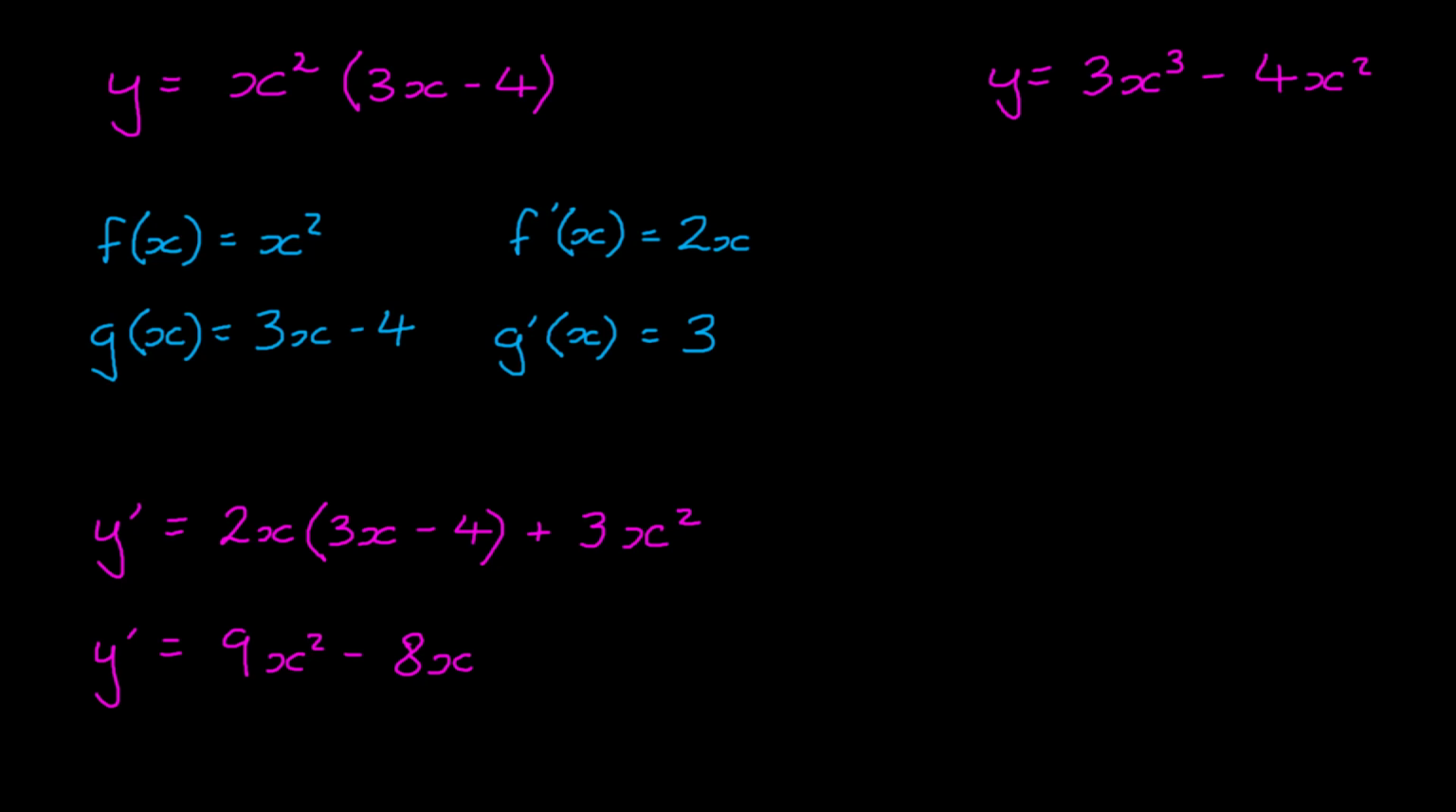If we go back to our original function and expand it so that we've now got a single polynomial, we can obviously go straight from our function to its derivative. And we can see again that y dash will be 9x squared minus 8x.